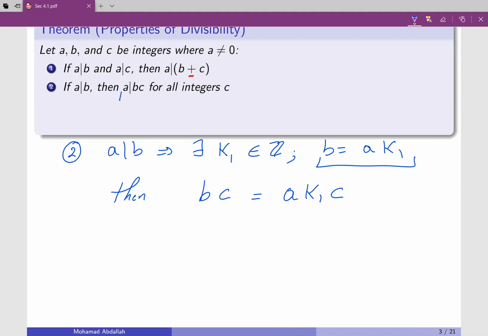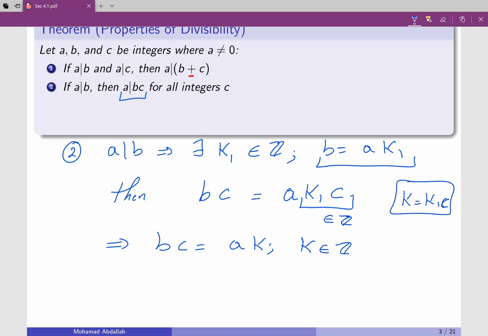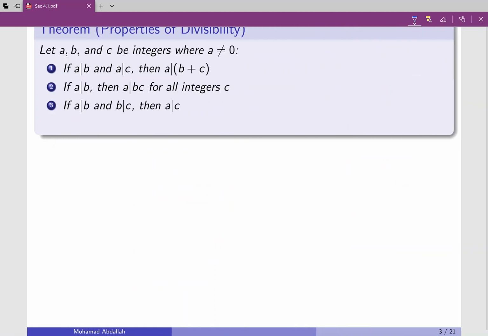Remember that I want to show that A divides BC, which means I want to show that BC is equal to A multiplied by some integer. Well, I can see it here because this is an integer in Z. I can call it K. So then BC is equal to A multiplied by K, where K belongs to Z. And by K here, I mean K1C. So as a result, I see that A divides B multiplied by C. You can see that in these two proofs, I was using the direct proof.